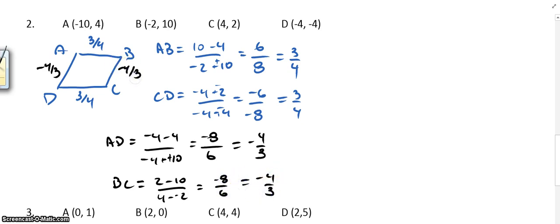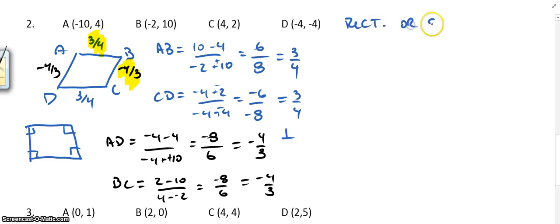Now we look at what we're dealing with. We have 3/4 and -4/3. Do you see a special relationship between these two? We sure do. We know that they're perpendicular. They're opposite reciprocals of one another. So consecutive sides are perpendicular. So our shape looks like this, because we know we have right angles if our slopes are perpendicular. If we have a shape with right angles, we know this has to be a rectangle or a square.